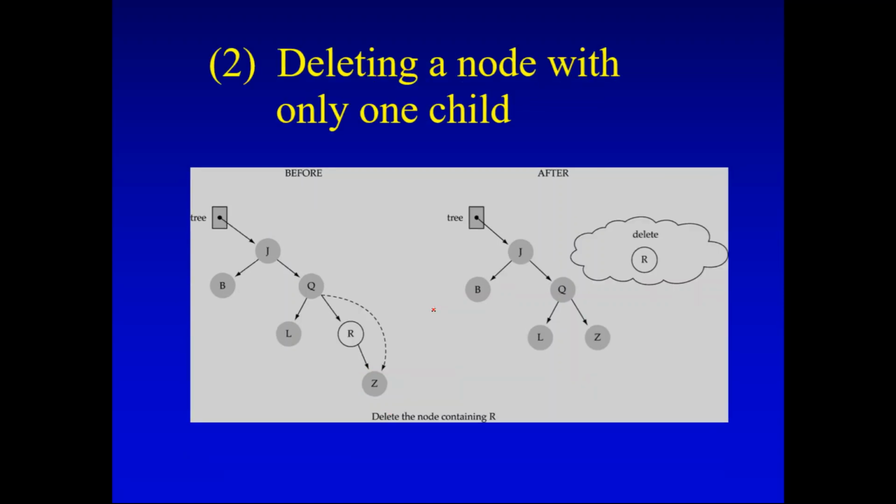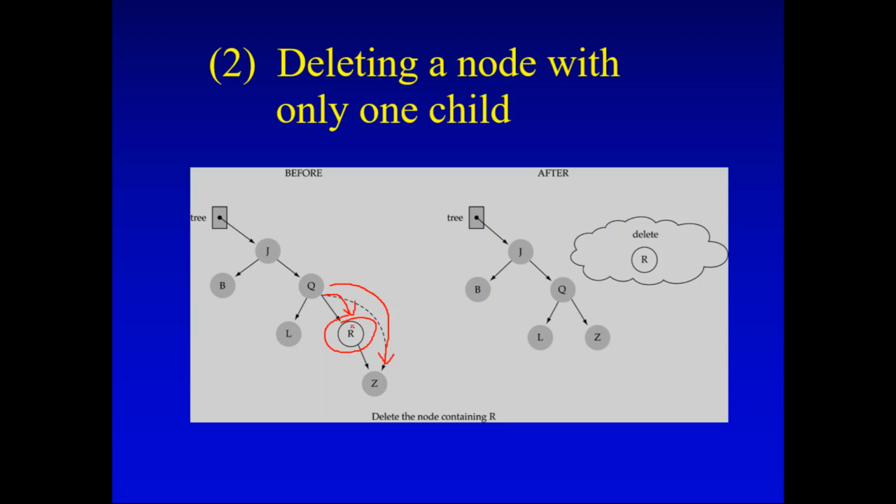Okay. Now if you want to delete a node with one child, say you want to delete the node R. R is which child of Q? It's the right child of Q. And there is another right child for R, which is Z. So just make Q point to whichever the child of R is. The child of R may be either left child or right child. Just make Q's right pointer point to the child of R.